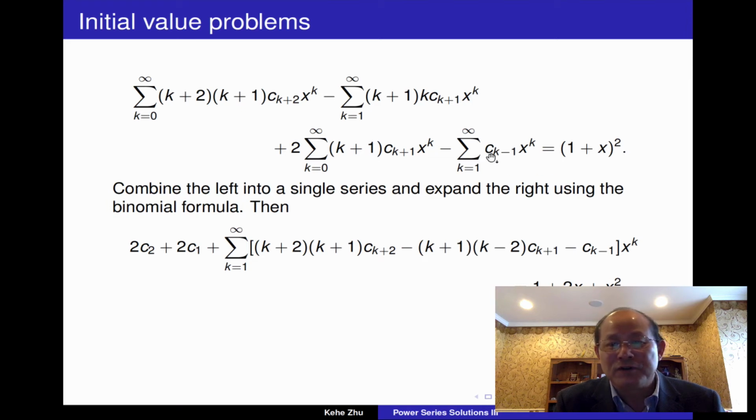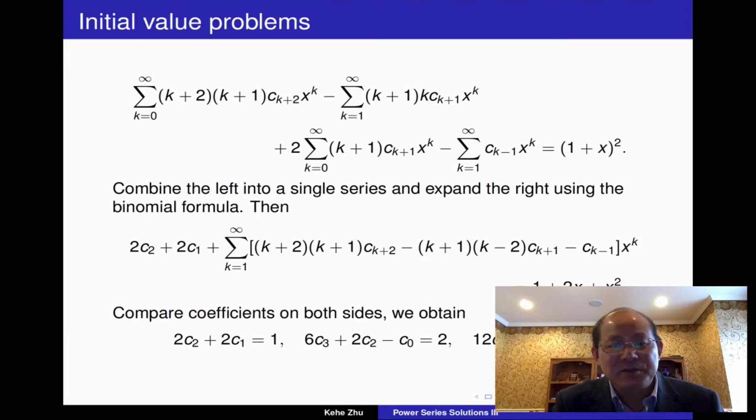And then the fourth term is the minus c_{k-1}. And again, the right-hand side is using the binomial formula, I expanded into 1 plus 2x plus x squared. All right, again, the main thing over here is I combine the four series into a single one, and then I expanded the right-hand side into 3 terms.